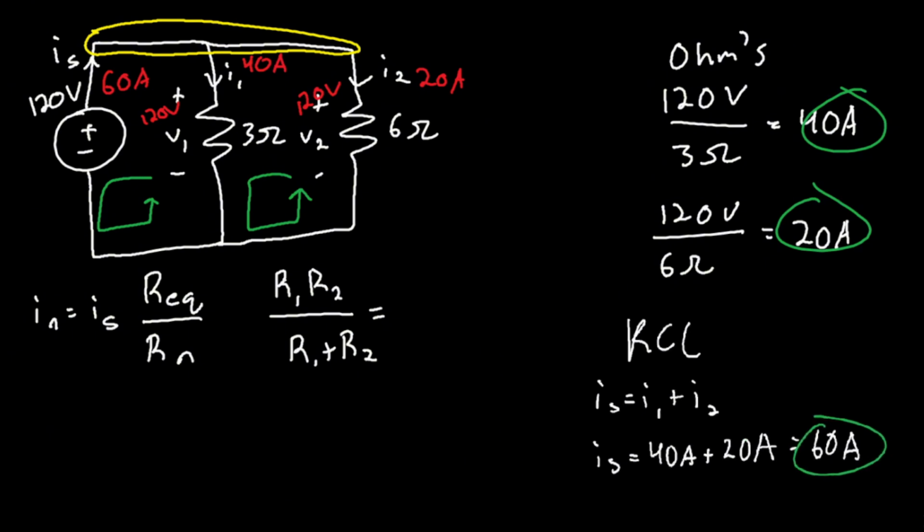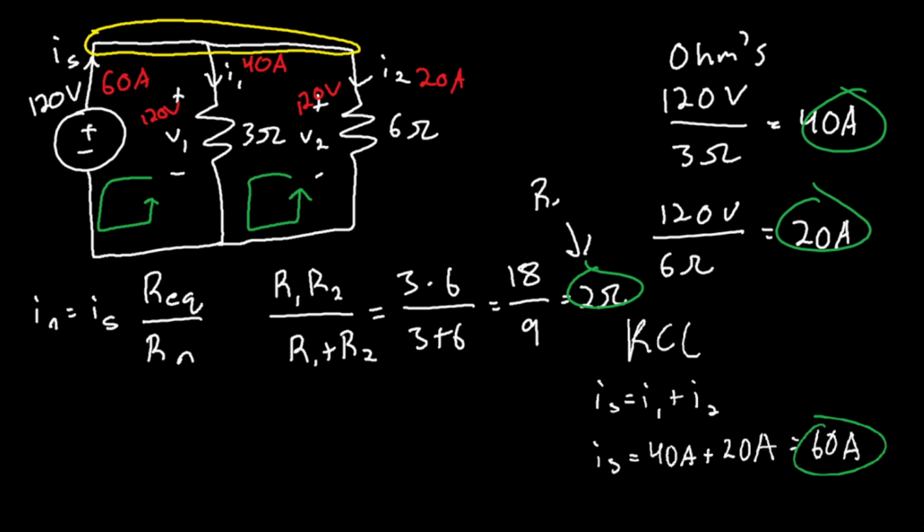Okay. Well, if we set up this equation, we'll just get 3 times 6 over 3 plus 6, which is equal to 18 over 9, which is equal to 2 ohms. So 2 ohms is the equivalent resistance. So if we want to find I of N, we need to multiply I of S, the current coming from the source, which is 60 amps, by Req, 2 ohms, over R of N.